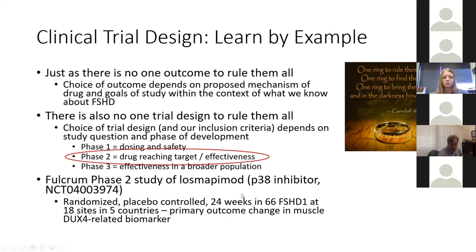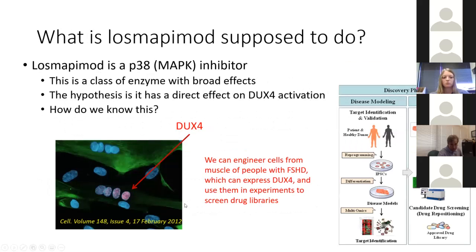So Fulcrum's study was a phase 2 study. The drug was losmapimod. They performed a randomized placebo-controlled study. Originally, it was planned for six months. And their primary outcome was going to be a change in muscle DUX4-related biomarkers. So another study where they've decided they're going to look at a biomarker as their primary outcome.